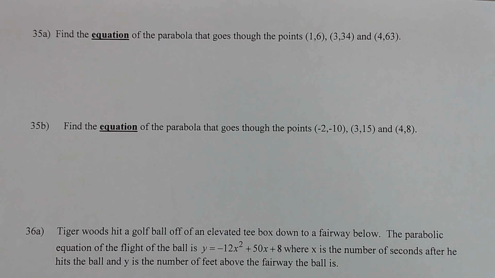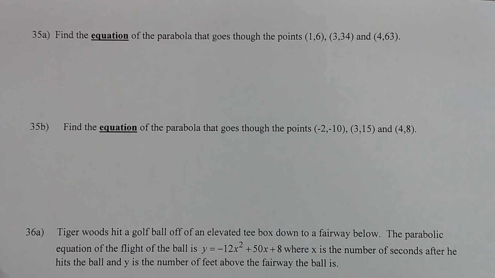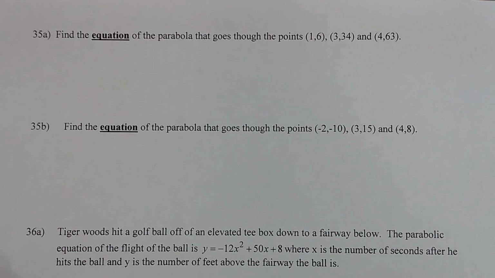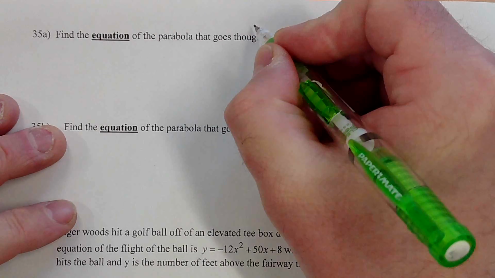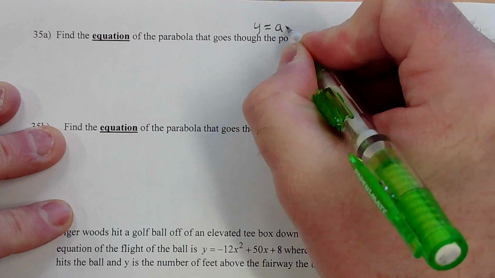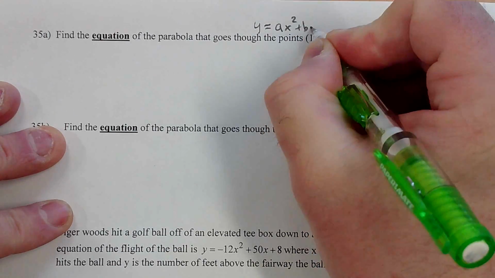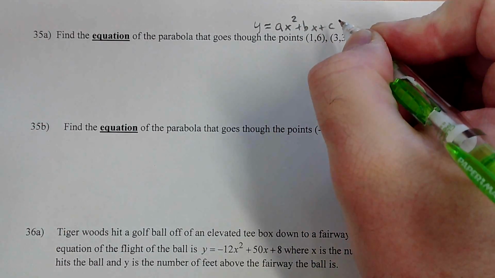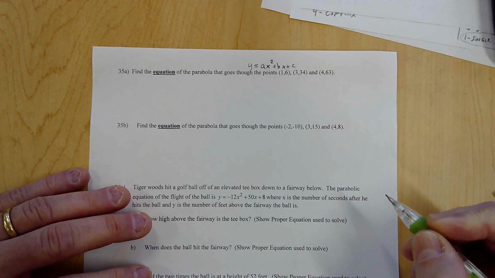All right, here's the last page of skills test practice number 11. That's fine. Number 35, the equation of the parabola that runs through 3 points. First, we have to remember that we're going to use standard form, so ax squared plus bx plus c. Zoom out a little, that's better.